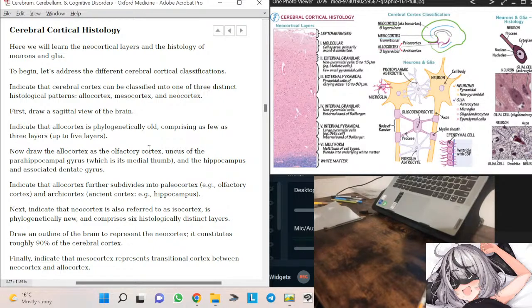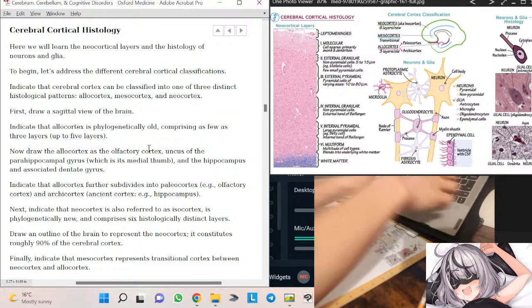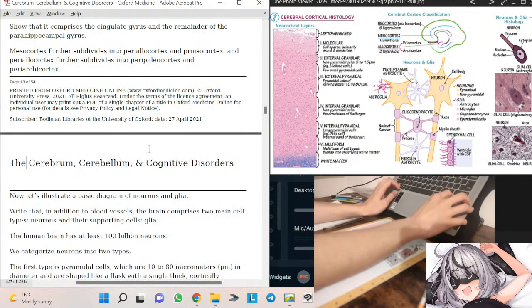Next, indicate that neocortex, also referred to as isocortex, is phylogenetically new and comprises 6 histologically distinct layers. Draw an outline of the brain to represent the neocortex. It constitutes roughly 90% of the cerebral cortex. Finally, indicate that mesocortex represents transitional cortex between neocortex and allocortex.